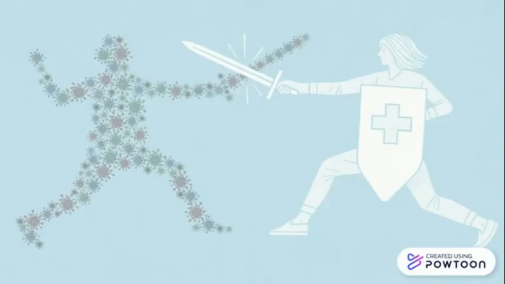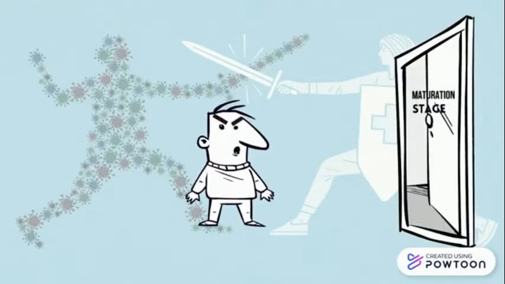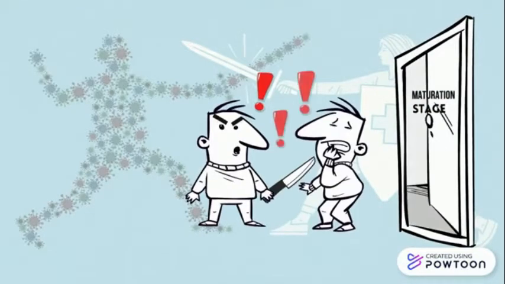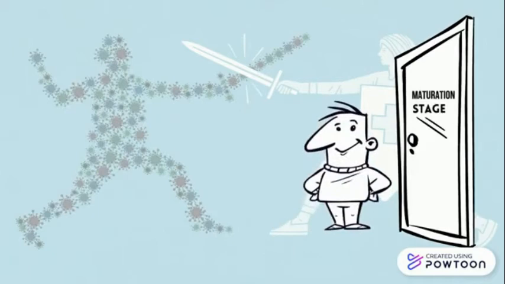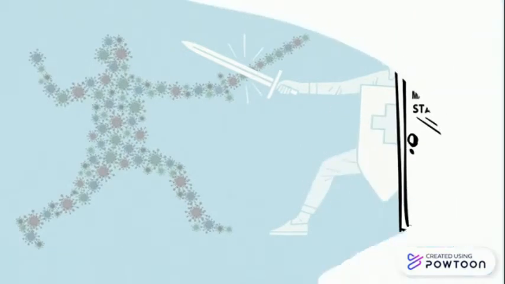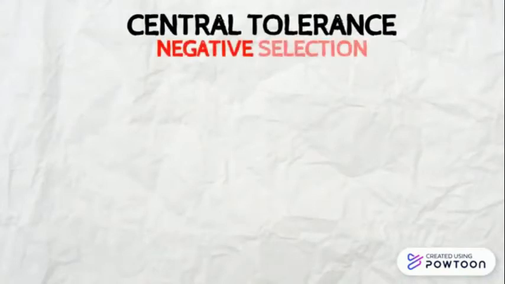Central tolerance occurs in the early maturation stage. It occurs when there is a lymphocyte cell that recognizes a self cell and tries to kill it. So imagine central tolerance as Mr. Policeman that tries to get rid of this culprit and allow the entry of the self cell into the next maturation stage. Central tolerance is also called negative selection, and it is carried out using two mechanisms.